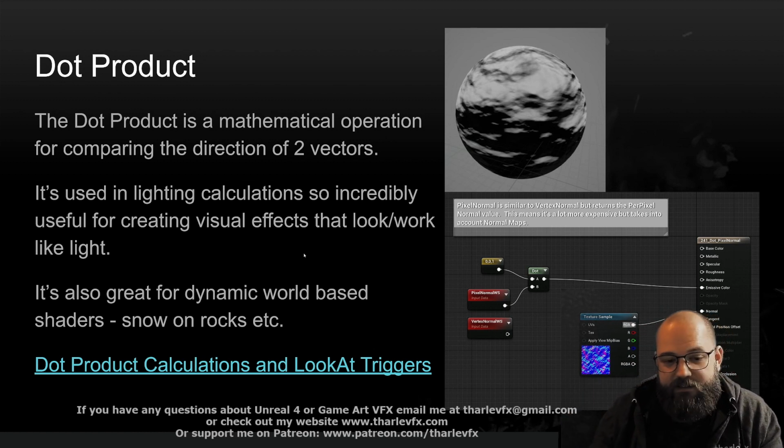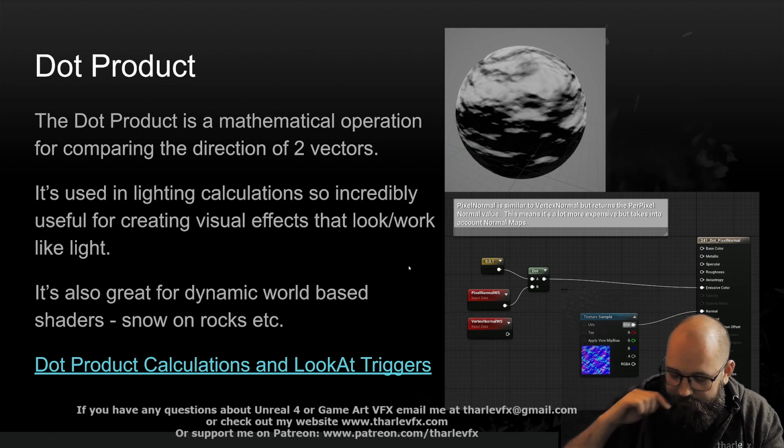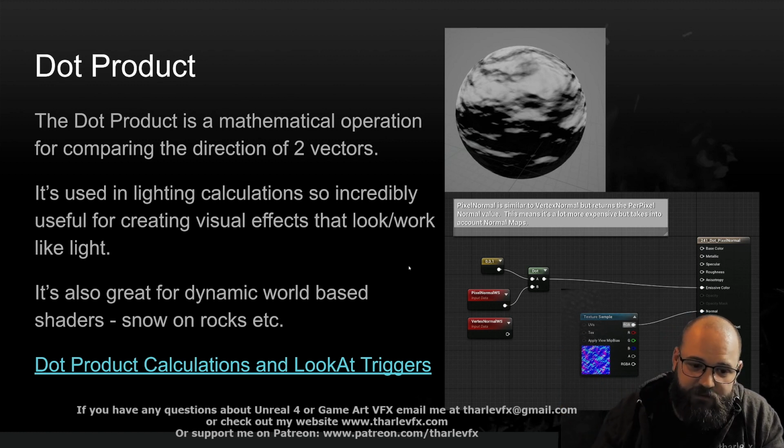Similarly, when the engine does lighting, it uses the dot product to compare the surface of the object to the light direction. And so if we're doing effects that look a bit like lighting, we can do that using the dot product here, which is a really nice way to do that.